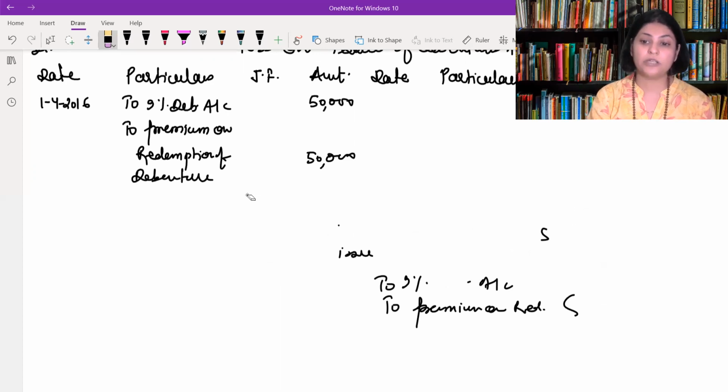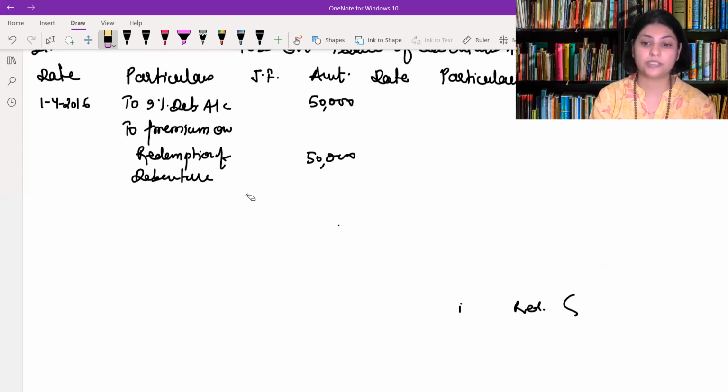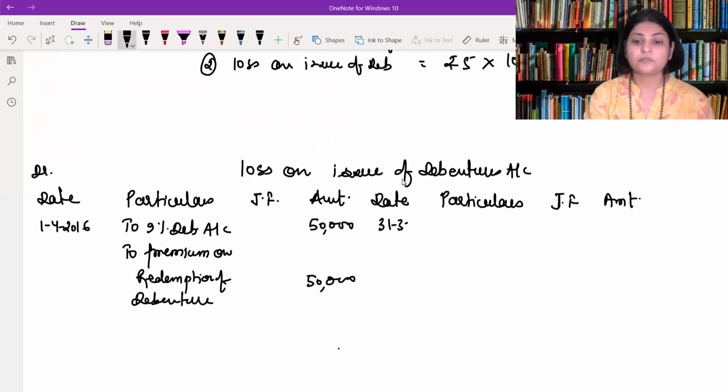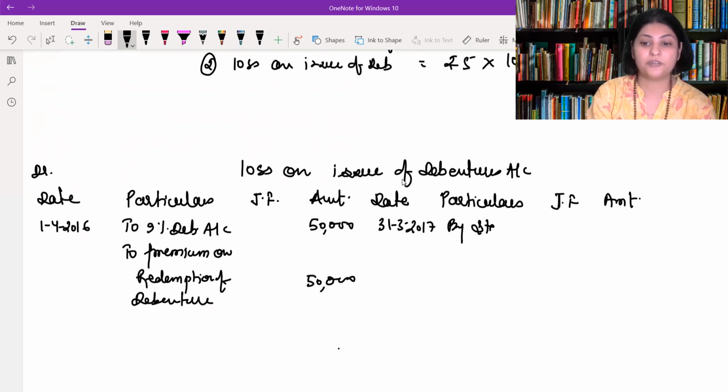And after this, what are you going to do? You are going to write off this loss, and this account is asked for 3 years. So in the current year, in 2017, you are writing off this discount from the statement of profit and loss account. So the date will be 31st March 2017, and over here you will write 'By statement of P&L'.